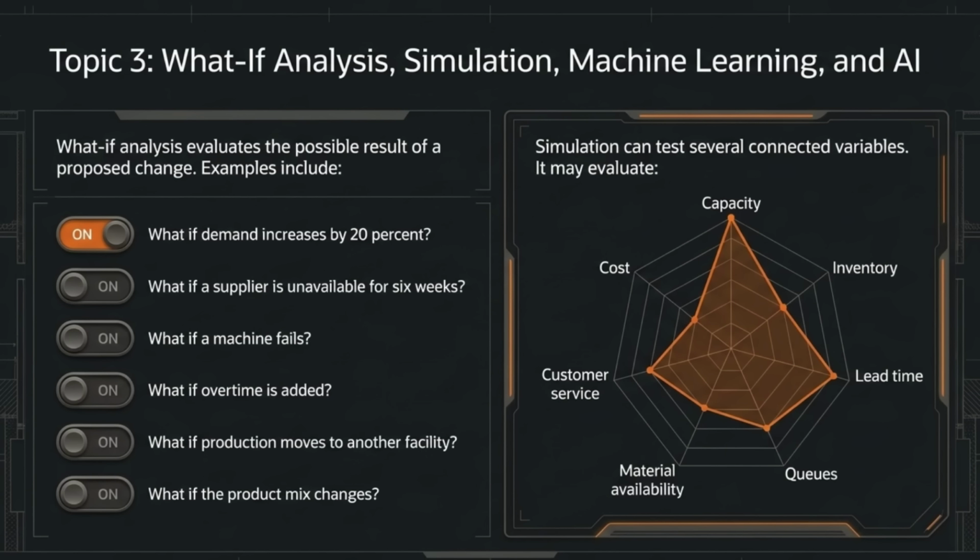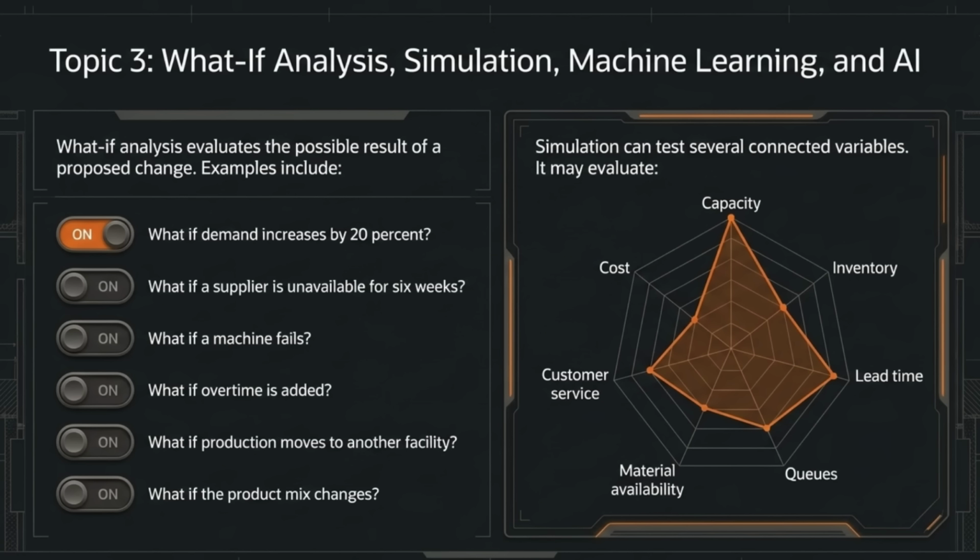Topic 3. What-if analysis, simulation, machine learning, and AI. What-if analysis evaluates the possible result of a proposed change. Examples include: what if demand increases by 20%? What if a supplier is unavailable for 6 weeks? What if a machine fails? What if overtime is added? What if production moves to another facility? What if the product mix changes?